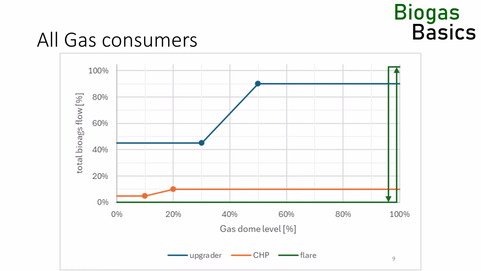CHPs with a digestate dryer or on a high export tariff should run flat out and only throttle down when the gas dome is almost empty. The biogas upgrader is the main gas consumer and should operate at full capacity when the gas dome is half full. The flare kicks in when the gas dome is almost completely full. It stops when the level has dropped by a couple %.